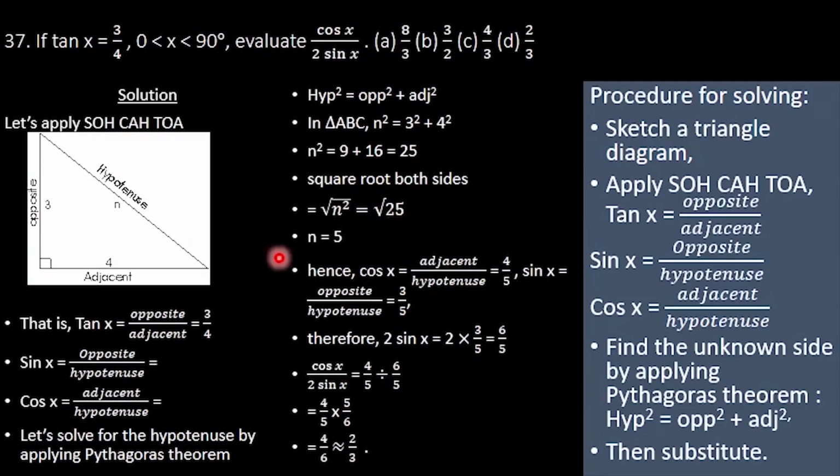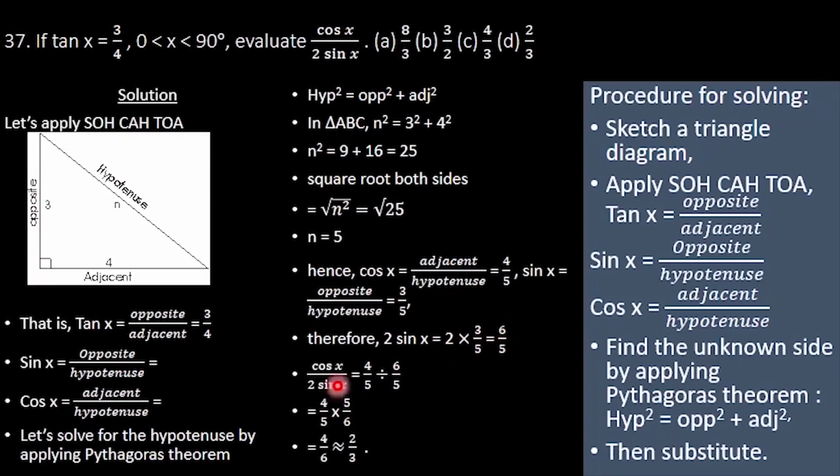Hence cos s is equal to adjacent over hypotenuse, that is 4 over 5. And sin s is equal to opposite over hypotenuse, that is 3 over 5. Therefore 2 sin s is equal to 2 times 3 over 5, which is 6 over 5. Then go back to the question.